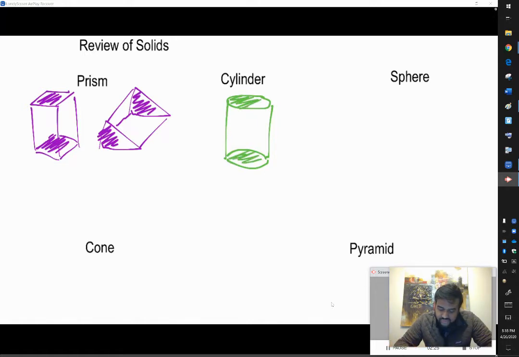A sphere is what you get when you revolve a circle around its own axis. So a sphere would look something like this. And we typically put a dotted line around the hemisphere, or equator here rather, to indicate a little bit of depth.